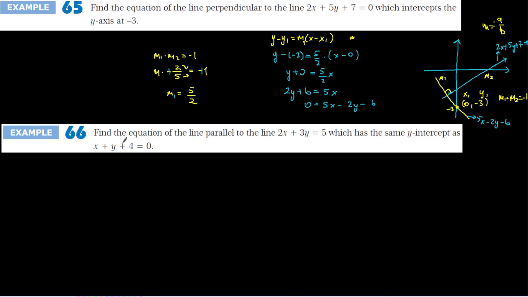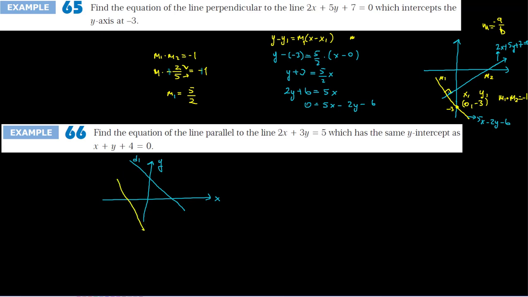If we continue with the other question, find the equation of the line parallel to the line 2x plus 3y is equal to 5, it means that here we have two lines. If we say this is the x-axis and this is the y-axis, then we have another line passing through, parallel to this line. Let's say this is D1, and another line which we are going to find the equation of.